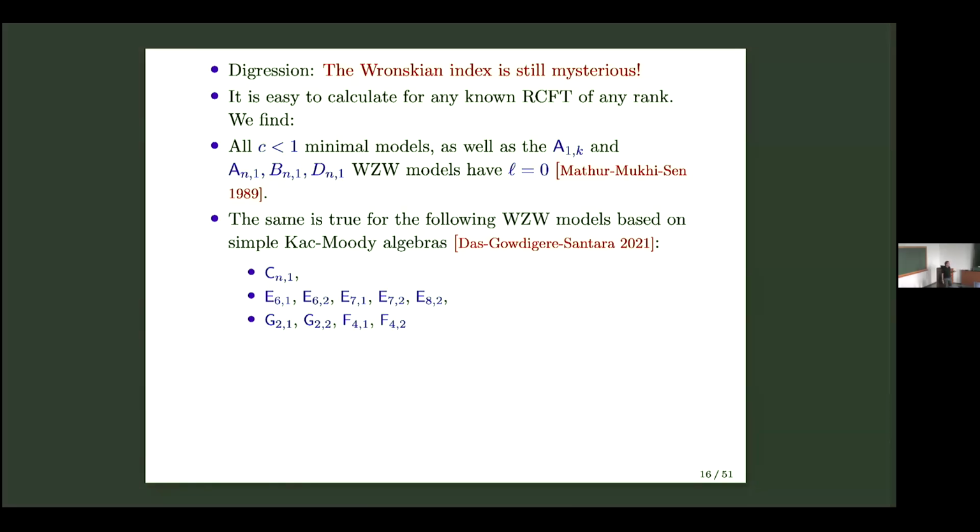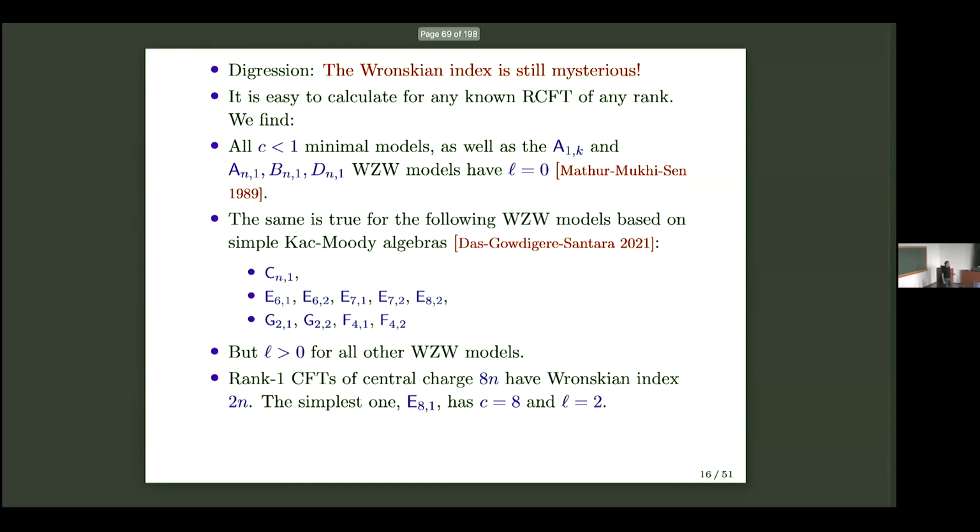But that also tells us that in any other case, which leaves plenty, for example, all A, B, C, D at levels greater than 1, the Wronskian index is greater than 0. So we don't know what it means. Okay, we have rank 1 CFTs of central charge A10, the ones classified by Schellekens. In their case, it's very simple. If the central charge is A10, the Wronskian index is 2n. You can get it from the formula I wrote by specializing to rank 1, because then the rank term drops out and the H term drops out.